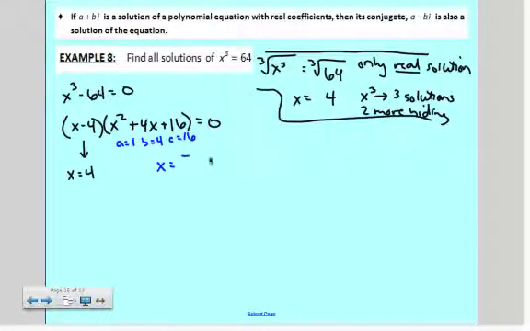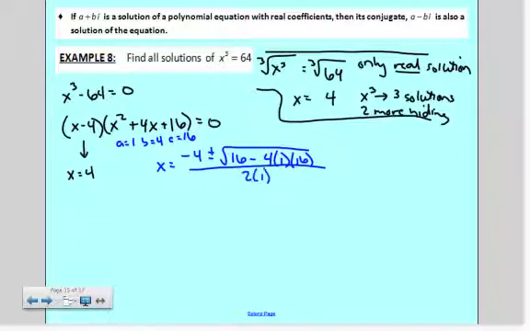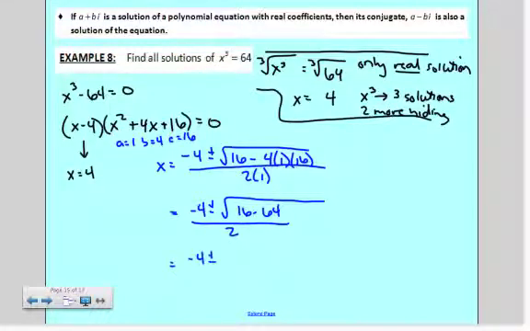So x equals negative 4 plus or minus the square root of 4 squared minus 4 times 1 times 16, all over 2 times 1. Sorry, I squared 4 in my head. So that gives us negative 4 plus or minus the square root of 16 minus 64, over 2, which is negative 4 plus or minus the square root of negative 48, over 2.